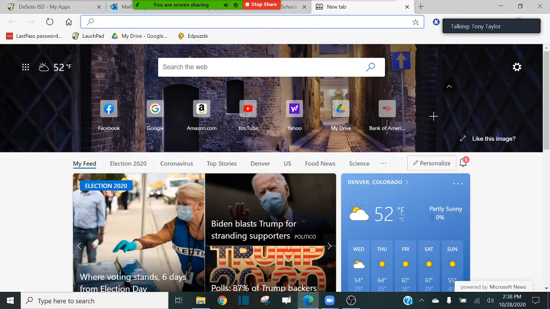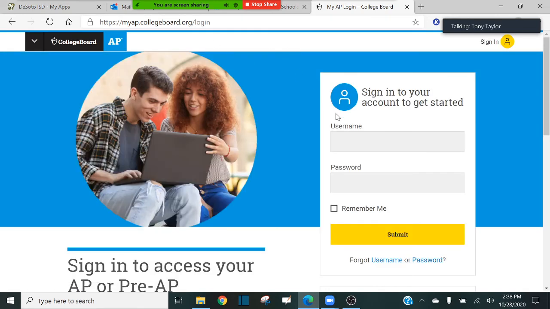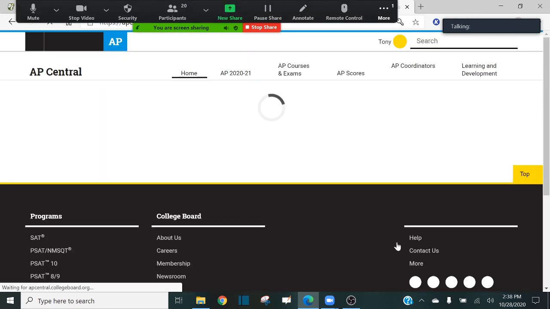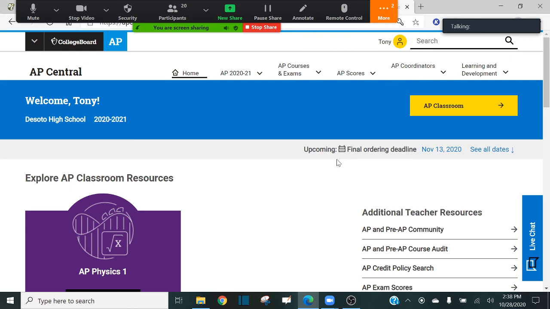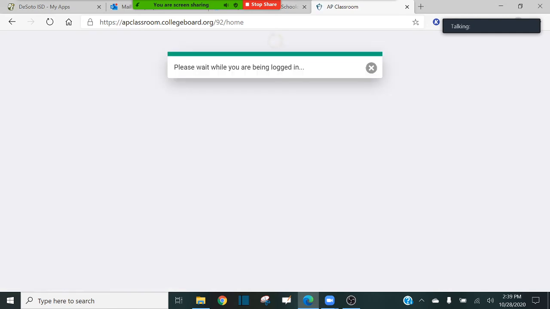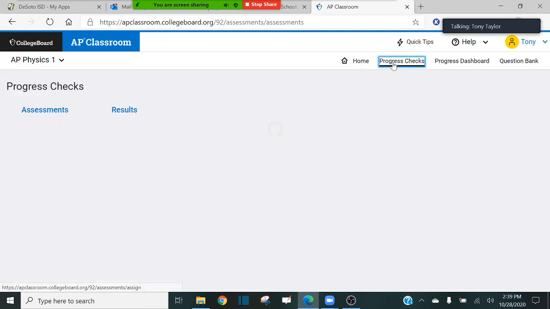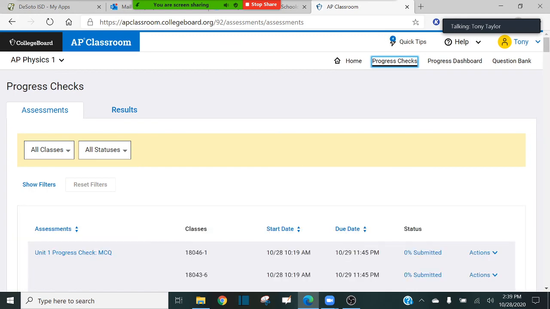Okay, everyone in here, whenever you're working your assignment, you're going to log into your College Board account. So you're just going to go to myap.collegeboard.org. You're going to enter your username. Then you're going to enter your password. And then guys, once you are in, you want to go to AP Classroom. Okay. So in AP Classroom, I have assigned every class to complete the Unit 1 progress check.